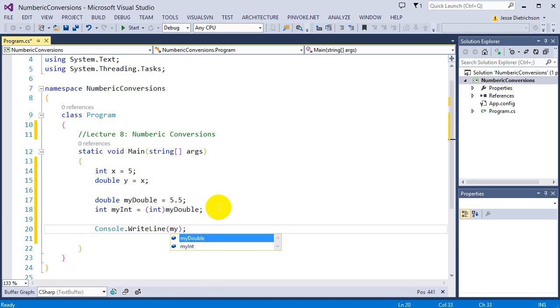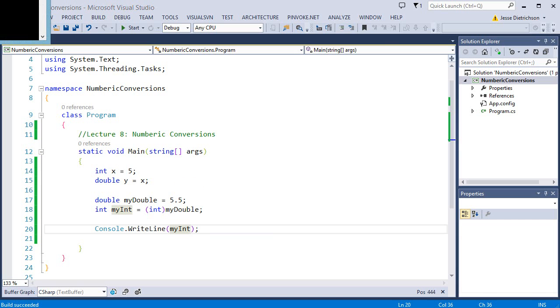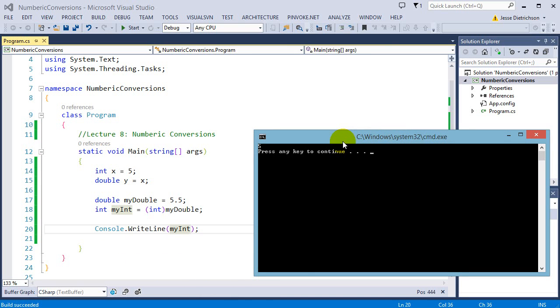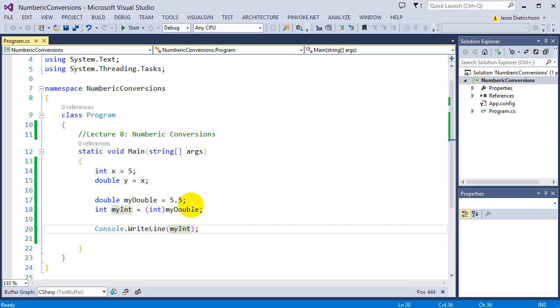If I try to print my int to the console, we'll see a 5 instead of that 5.5. So that 0.5 gets dropped off in the conversion because I'm converting to an integer, which can't hold a 0.5. So we're only left with the whole number of 5. So that is a basic explicit cast.